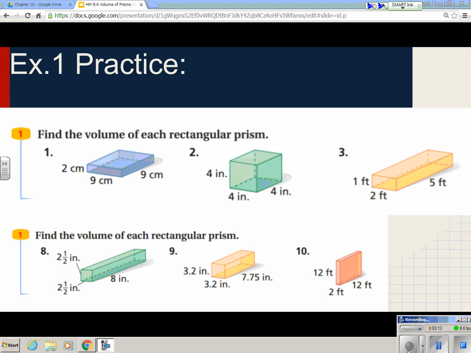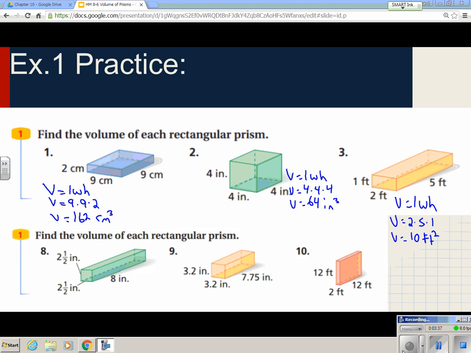All right, now that you got the process down, go ahead and do 1, 2, and 3. 8, 9, and 10 are there if you want to challenge yourself and do them. Just remember, you always start out with volume with the formula: volume equals length times width times height. Plug, chug. Come back to see what you get.